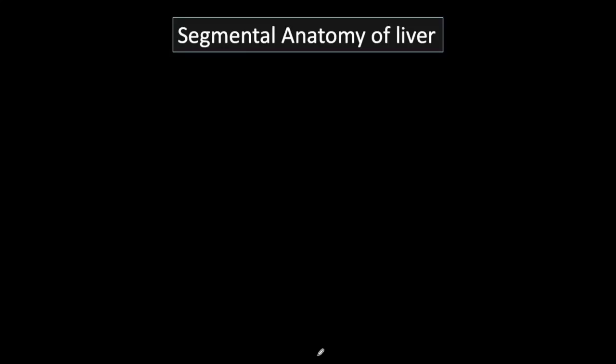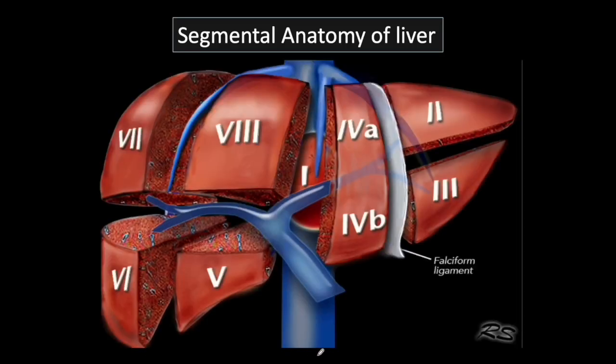Let's talk about segmental anatomy of liver. Two important blood vessels, the hepatic vein and portal vein, divide liver into 8 different segments. Look at this diagram. This blood vessel here represents portal vein.